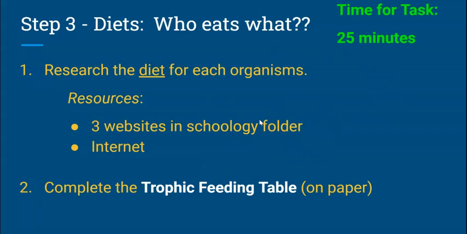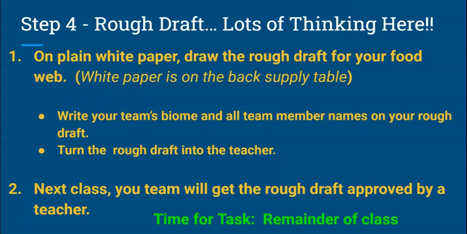This is going to take up a large chunk of your time. You may or may not get finished. And this piece of paper, by the way, you will turn back into your teacher at the end of the class. If you do get this done, then you can move on to your rough draft. In the back of the room, on the back supply table, there's plain white printer paper. That is where your team can start to set up your rough draft.